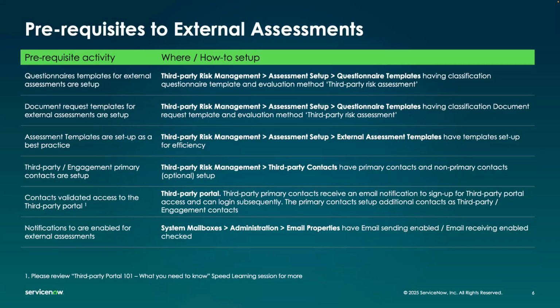Third party and engagement, as the next step: ensure third party and engagement primary contacts are set up in the third party contacts library, and contacts have validated access to the third party portal. Notifications are enabled for the external assessments by updating the email properties under system mailboxes administration, with email sending enabled or email receiving enabled as checked. So these are the prerequisites to external assessments. Let's move on.